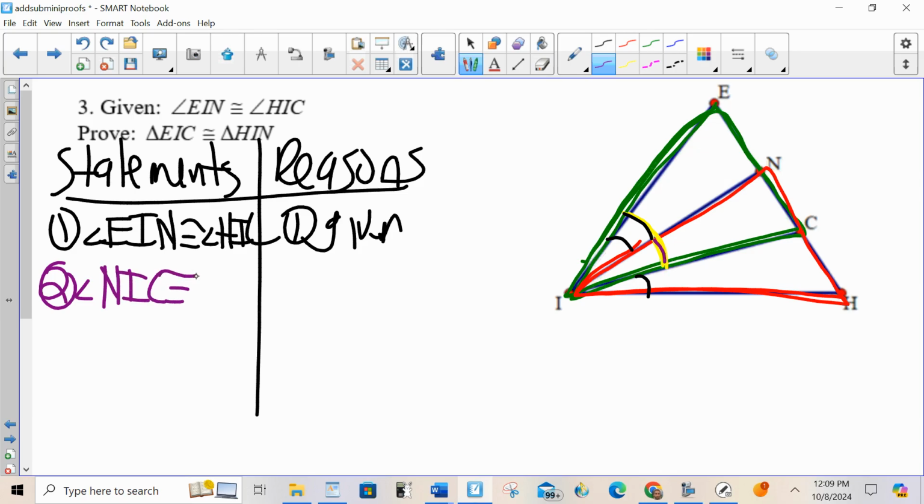Let's look at the other side. For the red triangle, I have this. The angle of the red triangle is this whole thing. Well, since I have this already, I need this piece, NIC. So again, angle NIC is congruent to angle NIC. The reason for that is reflexive property.